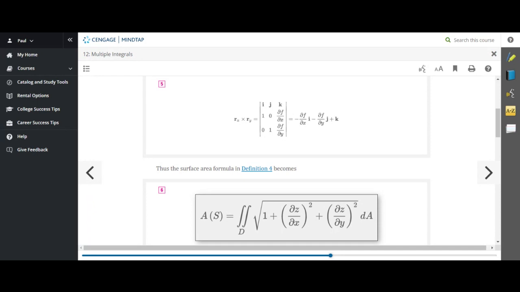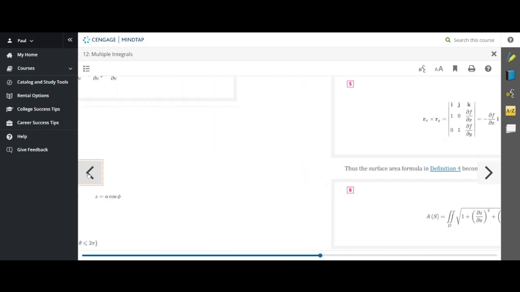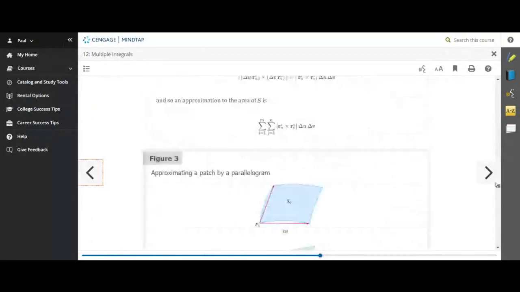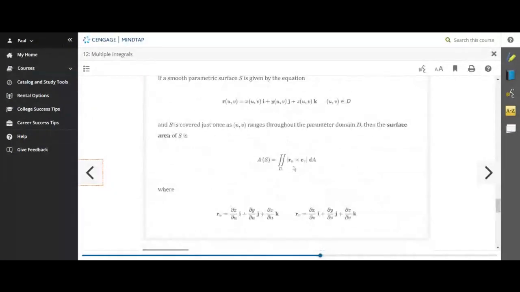All right, and again, let me emphasize, this formula works only if your surface can be written as z is a function of x and y. But if your surface cannot be written as a function of x and y, if it can't be written as what they call a graph, then you cannot use that formula. That formula won't work.